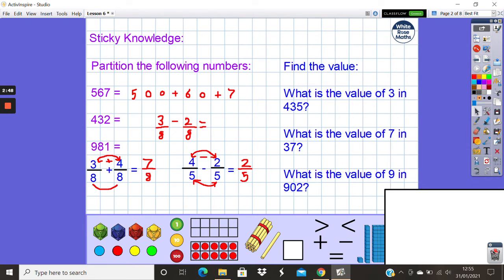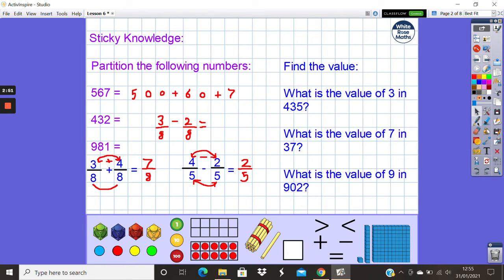And then we have, find the value of the following numbers. So what is the value of 3 in 435? So we've got hundreds, tens and ones. So the value of the 3 would be 30 because it's in the tens column. Okay. What is the value of 7 in 37? So we've got tens and ones in that one. And what is the value of 9 in 902? Have a go at those two for me.